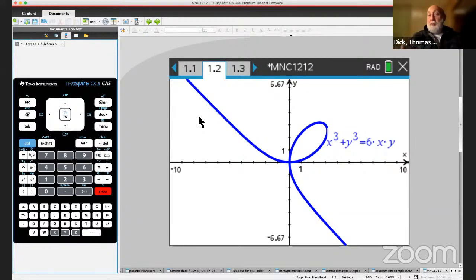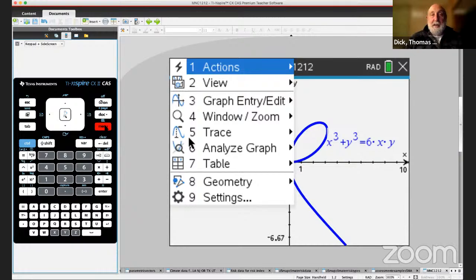Also, on a numerical level, even if you don't have the CAS, on an implicit relationship like this, we can still look at the slope, or the value of dy dx, at any point on the curve. So let's take a quick look at that. I'm going to bring up the menu again. And let's go down to number 6 here.